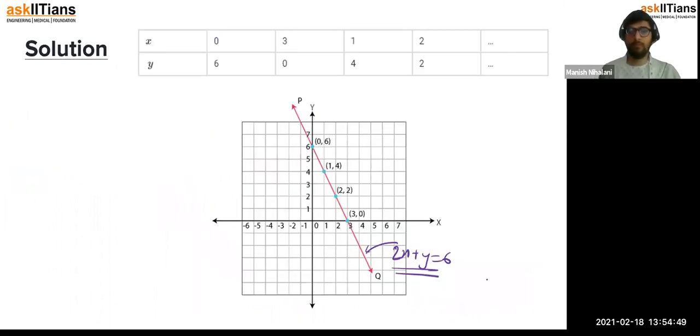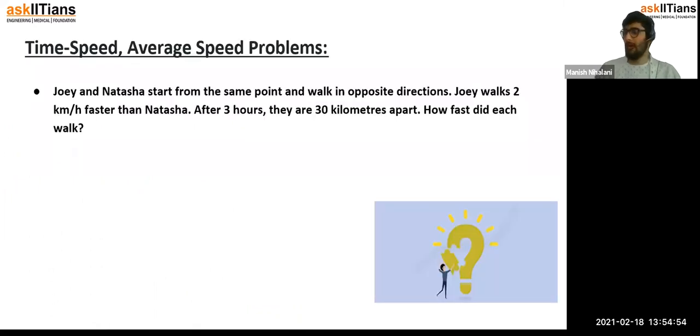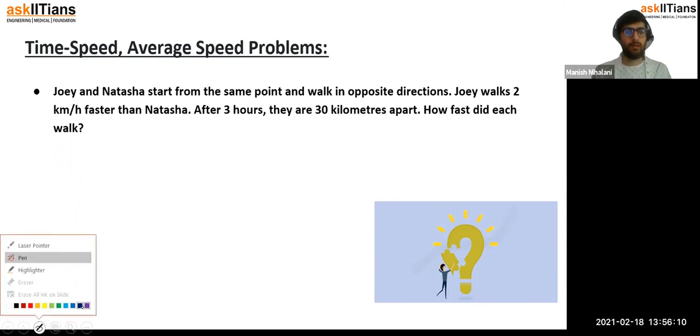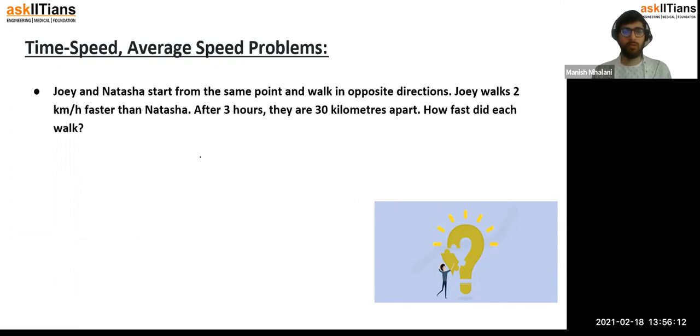So this is how we basically plot a linear equation. Now let's see some examples based on time, speed and average problems using the concept of linear equations. It says Joey and Natasha start from the same point and walk in opposite directions. So there are two people, Joey and Natasha. They start from the same point. Let's say this is the point.